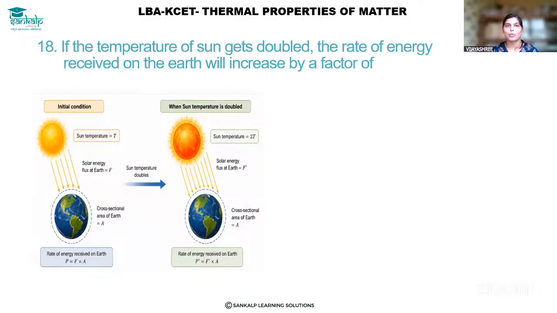Hello everyone, welcome to Sankalp Learning Solution. I am Vijayshri. We are discussing LBA-KCET questions of the chapter Thermal Properties of Matter. Let us see question number 18. If the temperature of the sun gets doubled, the rate of energy received on the earth will increase by a factor of: option A 2, option B 4, option C 8, and option D 16.